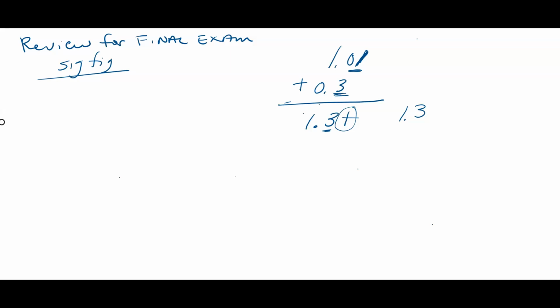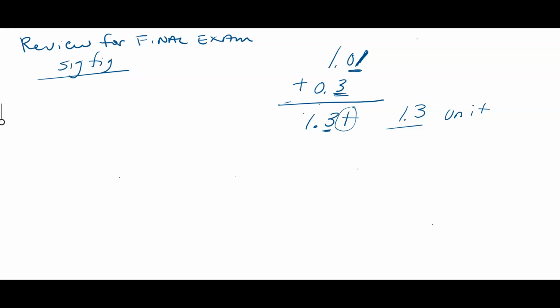Remember, always in your answers you're going to have a number and a unit. In all of chemistry we have a number and a unit. So in adding and subtracting, you look at the biggest place value and round to that biggest place value that you had when you look at the different numbers that you're putting together.